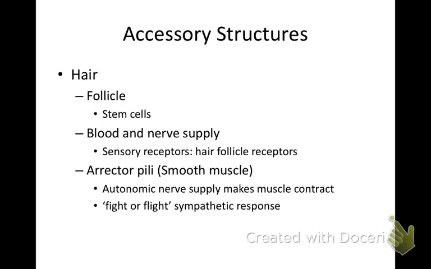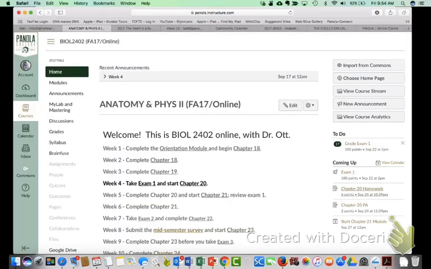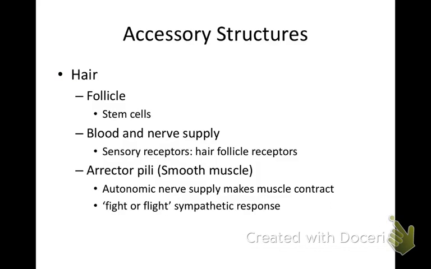There's also, of course, a blood supply and a nerve supply to the hair follicle, and the sensory receptors are just called hair follicle receptors. Those are the ones that let you know when your hairs get moved, either by the wind or because a mosquito lands on your arm. And then the smooth muscle that moves the hair is called the erector pili muscle. It's going to make your hair stand up when you're cold or stressed or scared or angry, and that's all part of your fight or flight response.